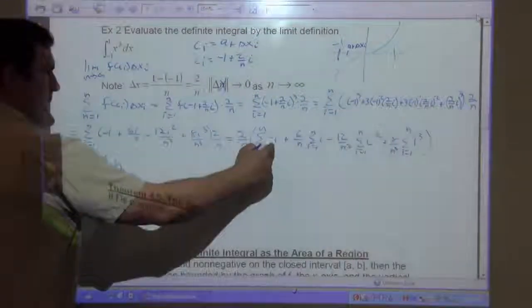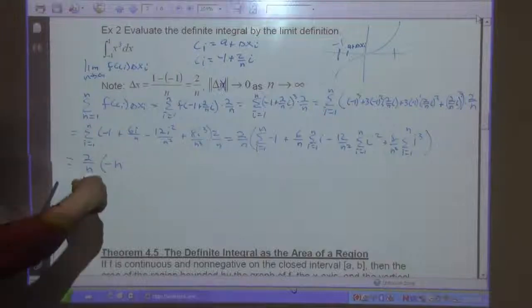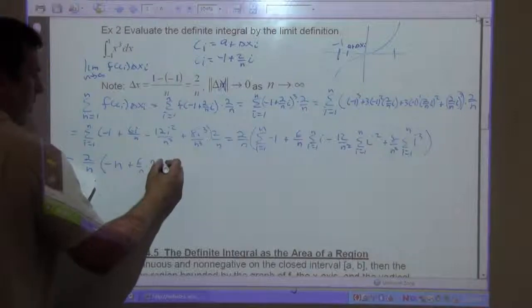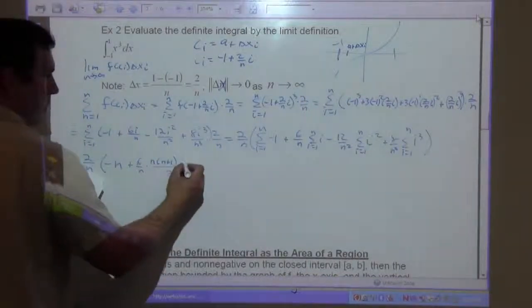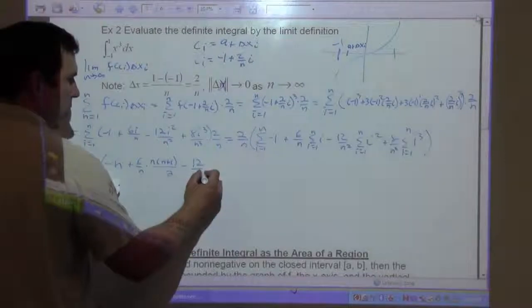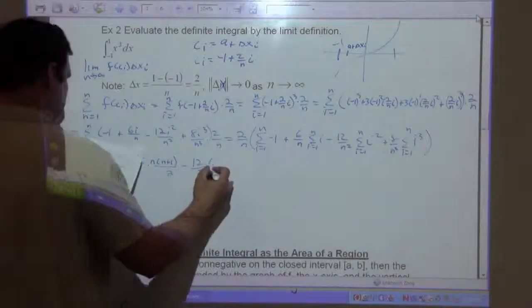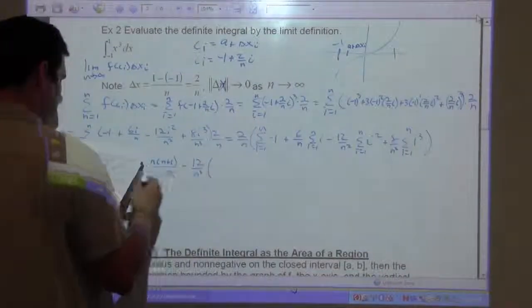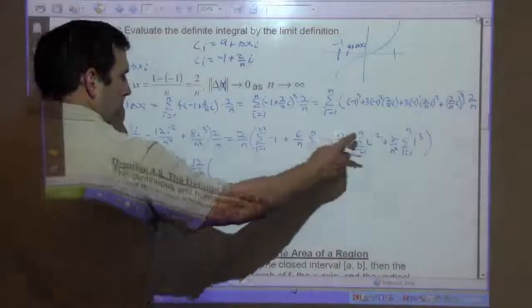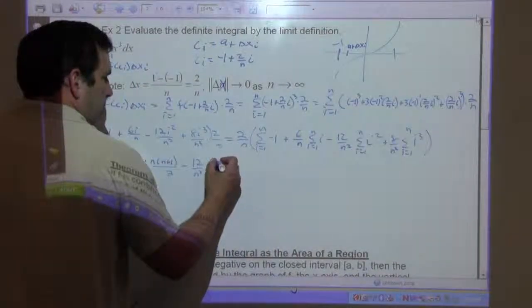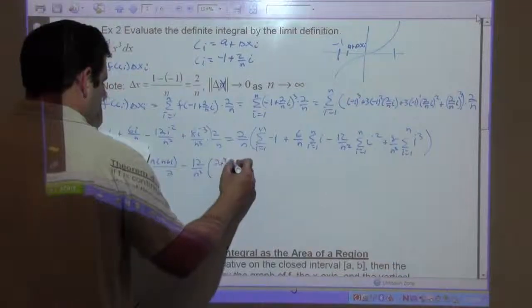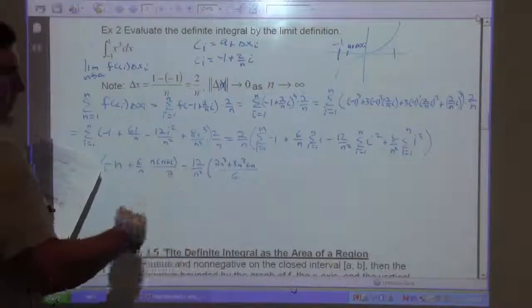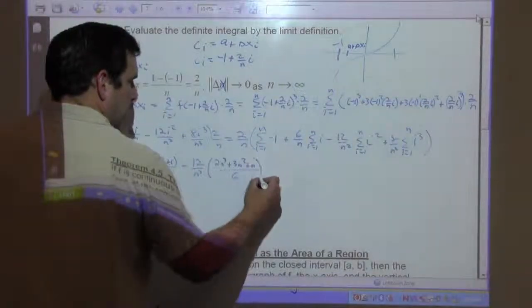This one sums to be negative n. The sum of 1 is n, but there's negative 1 times n, which is negative n. Plus 6 over n times n plus 1 over 2, minus 12 over n cubed times the sum of i squared, which is going to be 2n cubed plus 3n squared plus n over 6. Remember how we worked that out before? That's n times n plus 1 times 2n plus 1 all over 6.